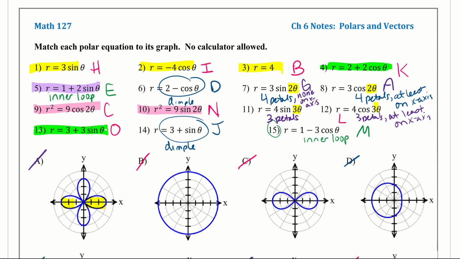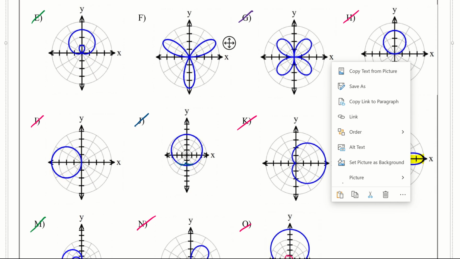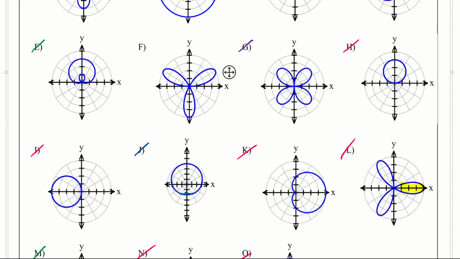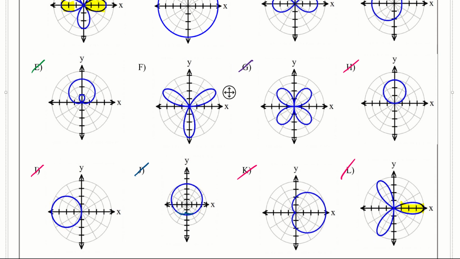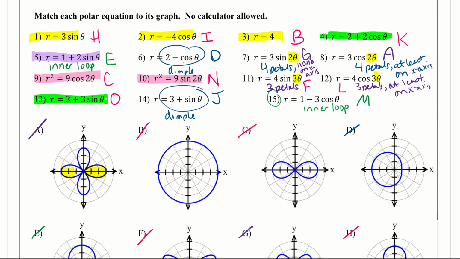So the only one that's left should be another rose curve, 3 petals, and with sine, if there's an odd number, one of them will be along either the positive or negative part of the x-axis. So this one must be letter F. So hopefully that was a good review of what we did in 6.4. And that is the end of the notes for this unit.